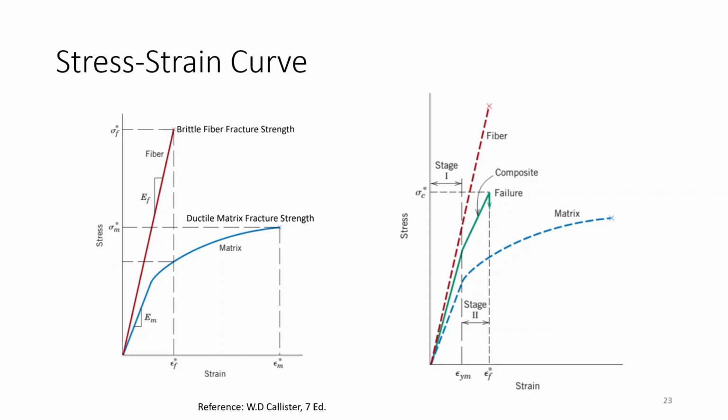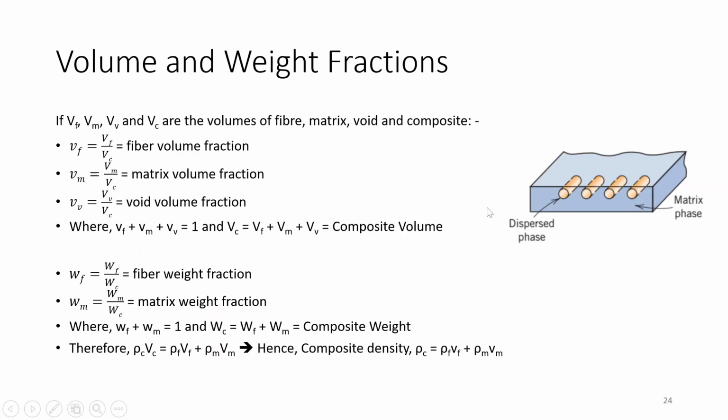Then on plotting the stress strain curve for the composite, you can see its failure occurs at a medium stress. Your material will have properties in between fiber and matrix properties. Its elastic modulus is somewhere in between, and its fracture strength is also somewhere in between. And there are two stages given. Primarily it shows an elastic type of behavior, then it shows some permanent deformation.